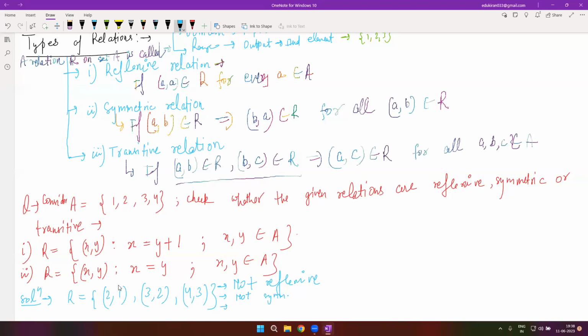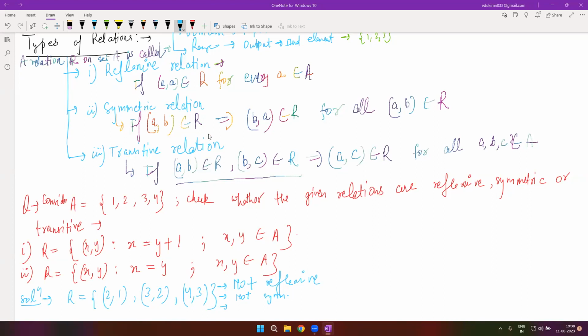And let's come to the transitive part. So for 2 1 we need some element. Okay, transitive, please check. For 2 1 we need another pair which starts from 1. Now we have to check 2 1, so I have to find a pair which starts from 1.